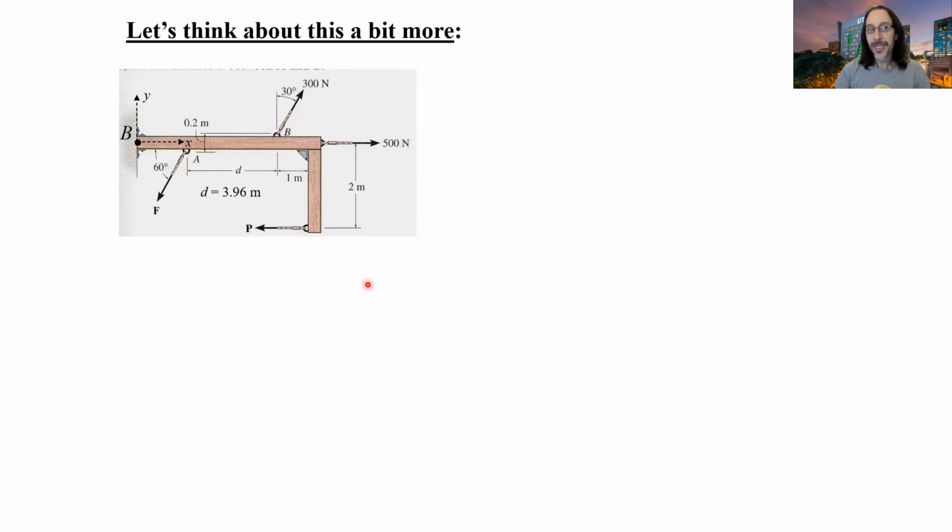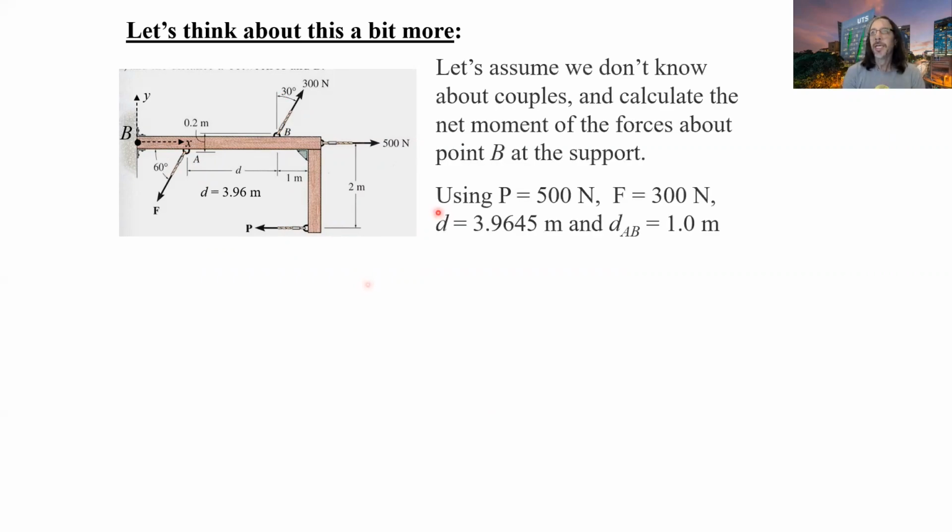All right, so let's think about this a little bit more, because I know some students have problems with couples and moments. Let's assume we don't know about couples, and all we've got is this structure with 4 forces acting on it. What we're going to do is calculate the net moment of these forces about some other point. We're going to use point B here.